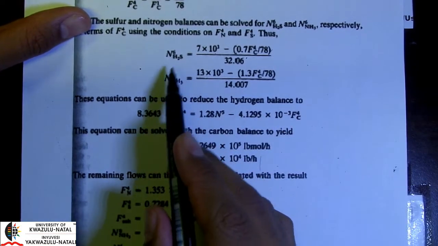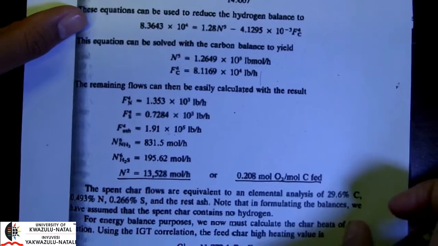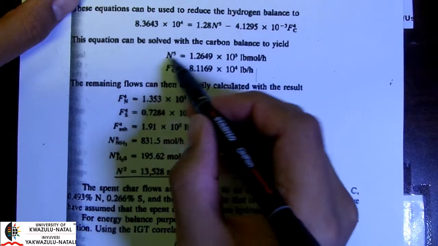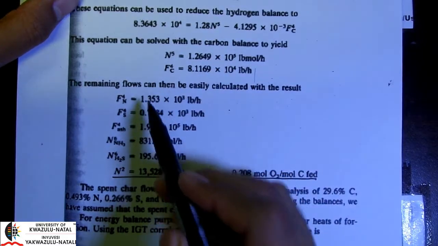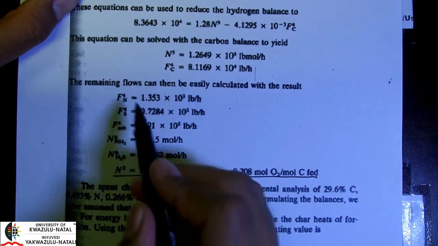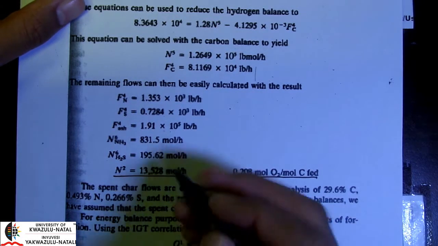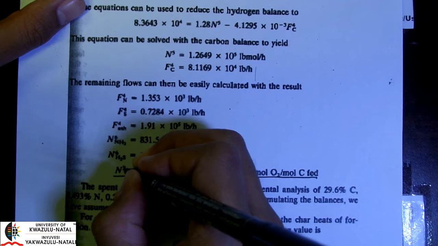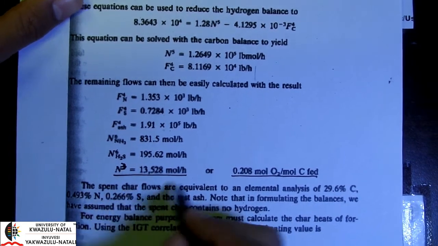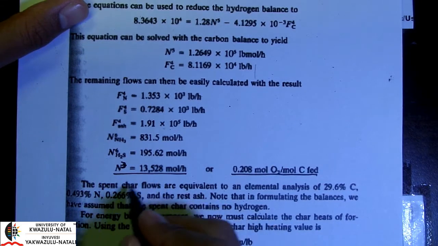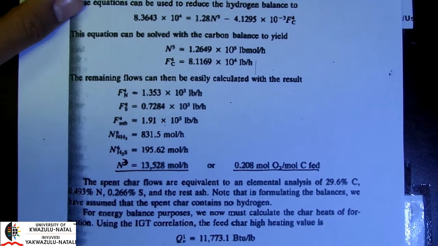So that's my flow rate of H2S and NH3 in the flue gas, the flow rate of the entire flue gas, as well as the flow rate of the carbon in the spent char and the nitrogen and sulfur in the spent char. And finally the flow rate of oxygen input. So this is what I've been wanting or trying to calculate. So that's the first part of the problem solved.